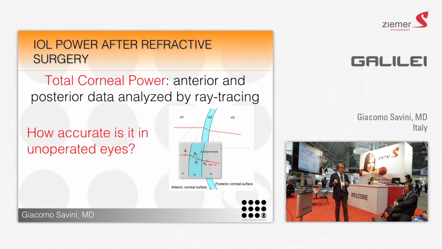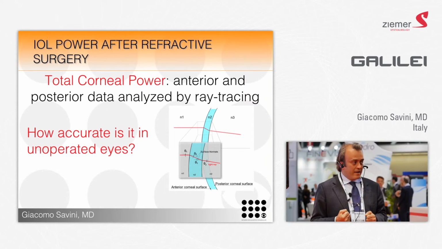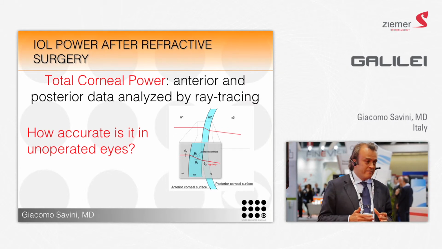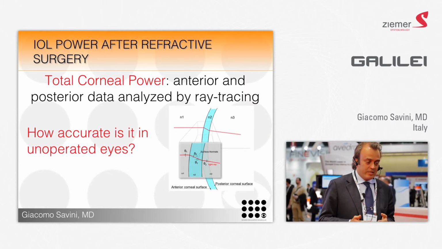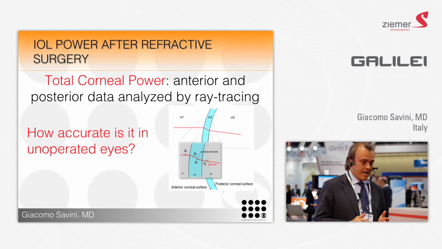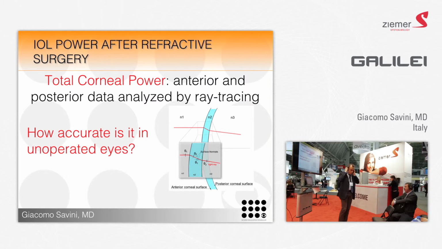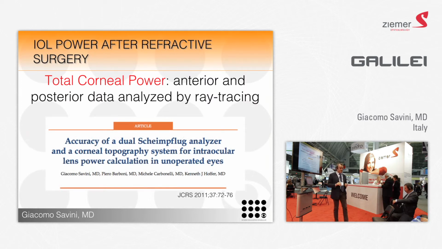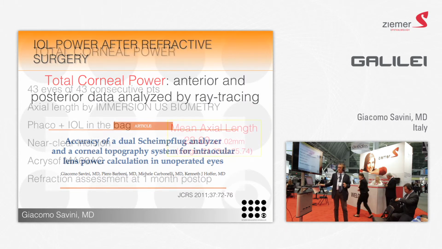But before entering them in post-LASIK eyes, we have to ask ourselves how accurate these numbers are in normal eyes, because we have been using the keratometry and simulated keratometry for many, many years. So does ray tracing numbers fit well to normal eyes? We did this study in 2011, and the answer was yes.